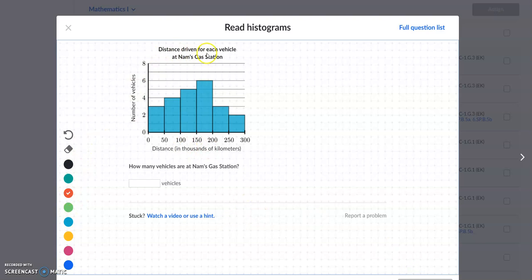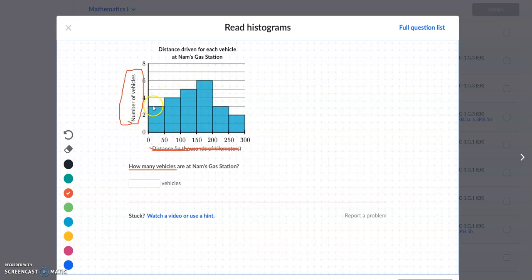We've got distance driven for each vehicle at NOM's gas station, number of vehicles here on the y-axis, and the distance. The question here is, how many vehicles are at NOM's gas station? Just how many? What's the total number? We don't actually need anything from the distance, so we don't need any of this information here. All we need is how many vehicles, and that comes from the y-axis where it says number of vehicles. So we want to add all of these bars together.